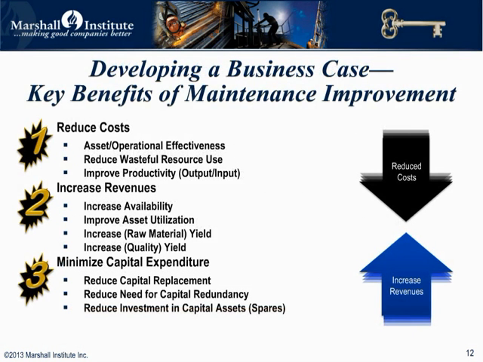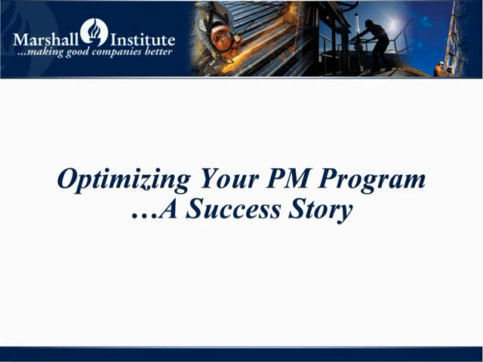The benefits are clear. Here are some of the things by which you can make the business case. You have at least three ways to make your case. PM can reduce cost, that is, cost going into the product, increase revenues, that is, increase the product going out the door, or minimize capital expenditures, such as minimizing the capital that it takes to make all that happen. Let me show you an actual example of what optimizing your PMs can do for you.